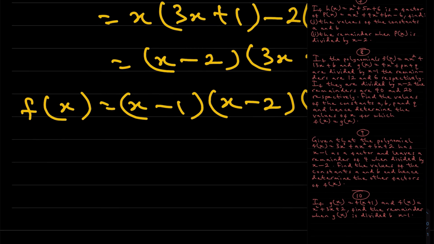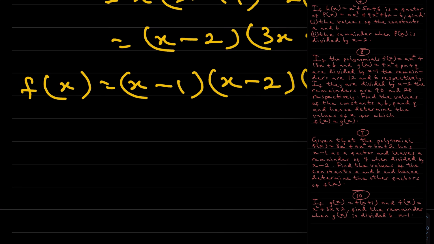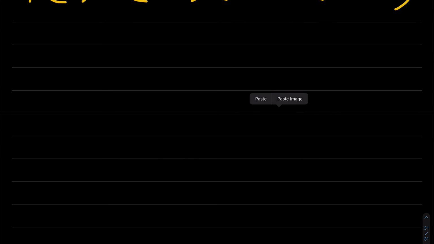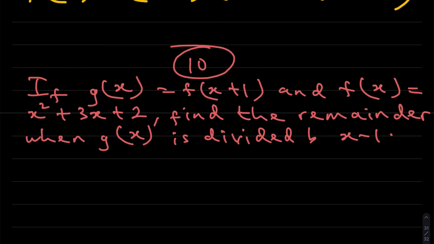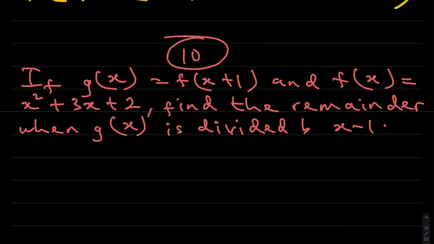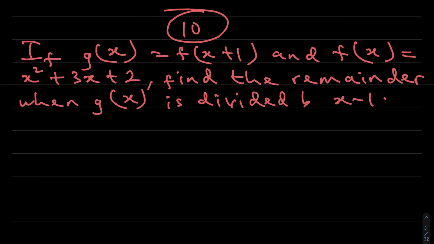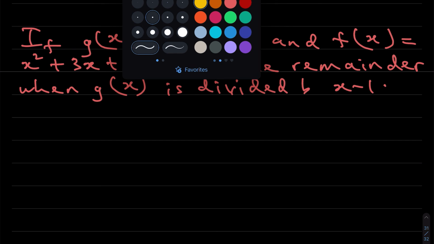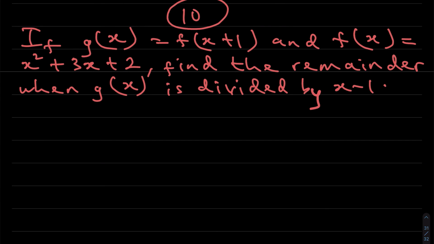Now to the next, which is number 10. That looks like a short question. This shouldn't be difficult. Number 10: if g of x equals f of x plus 1 and f of x equals x squared plus 3x plus 2, find the remainder when g of x is divided by x minus 1.